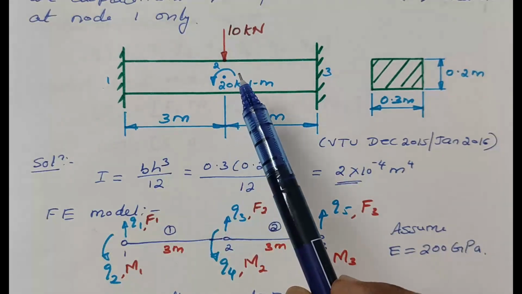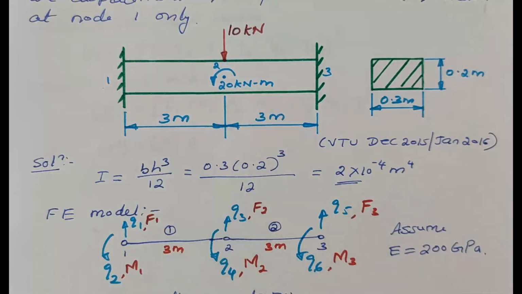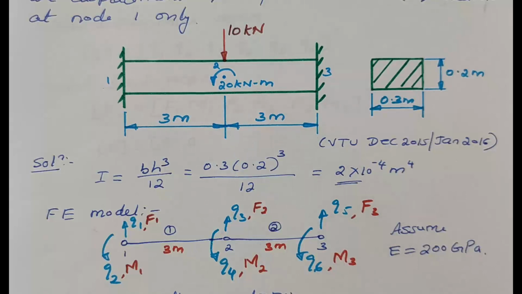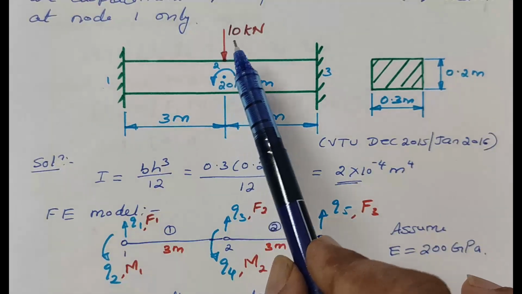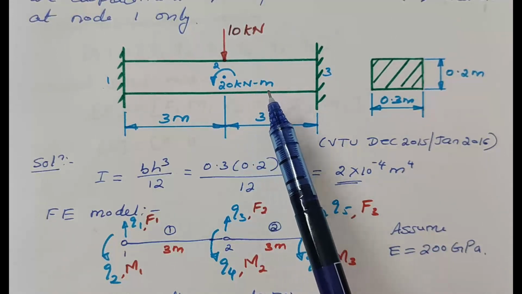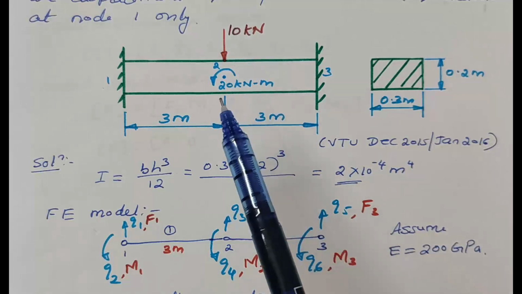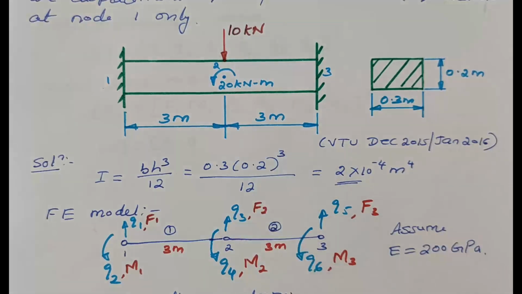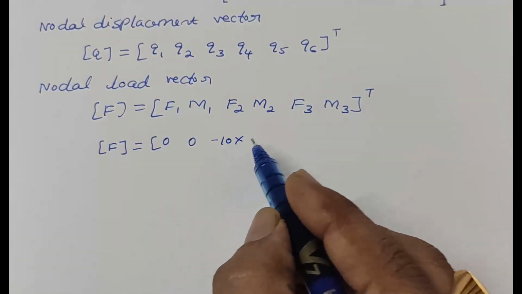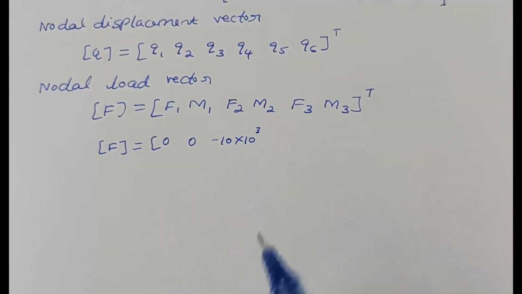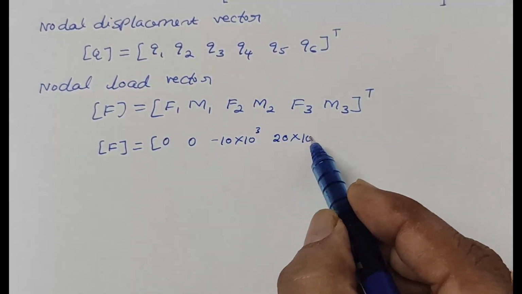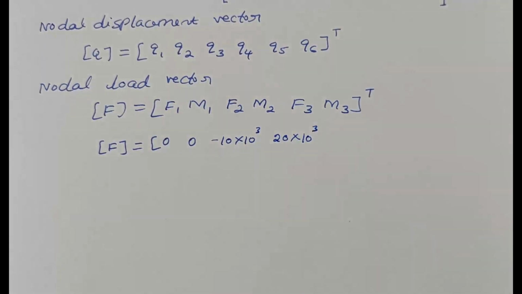Since here the moment is in anti-clockwise direction, we will take M2 is equal to plus 20 kilonewton meter. Therefore, at node number 2, nodal force is minus 10 kilonewton and the nodal moment is 20 kilonewton meter. That is, F2 is minus 10 and M2 is 20 kilonewton meter. So F2 is minus 10 into 10 power 3, M2 is 20 into 10 power 3 Newton meter.